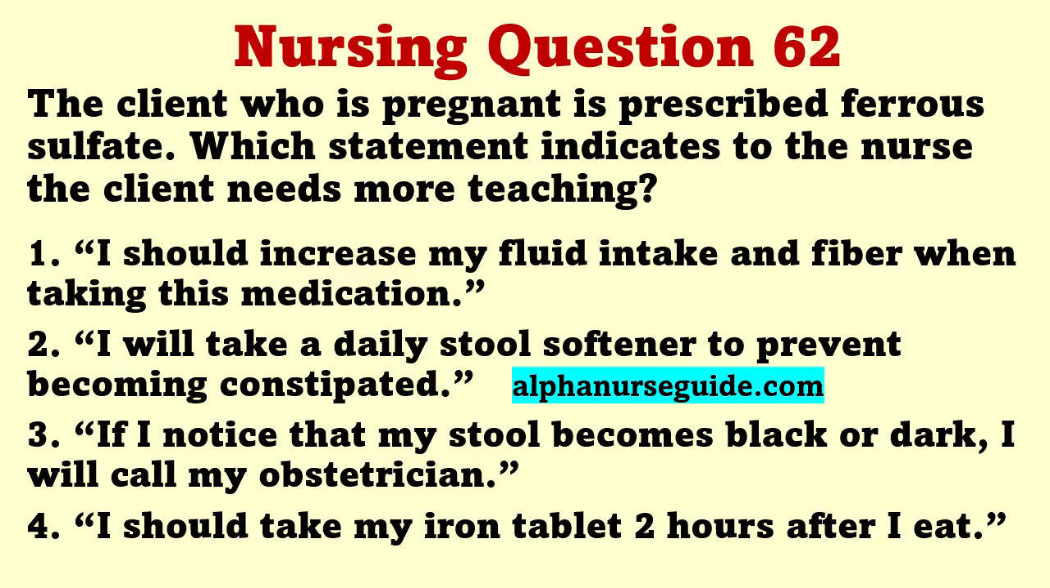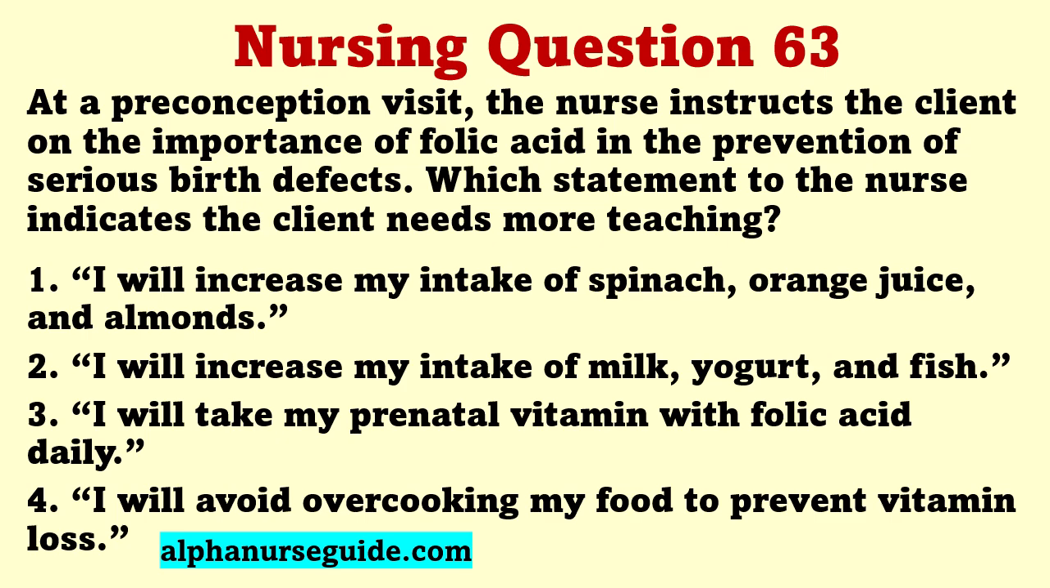At a preconception visit, the nurse instructs the client on the importance of folic acid in the prevention of serious birth defects. Which statement to the nurse indicates the client needs more teaching? 1. I will increase my intake of spinach, orange juice, and almonds. 2. I will increase my intake of milk, yogurt, and fish. 3. I will take my prenatal vitamin with folic acid daily. 4. I will avoid overcooking my food to prevent vitamin loss.